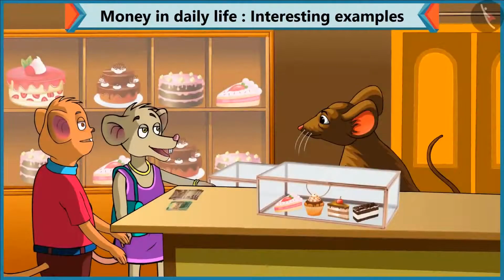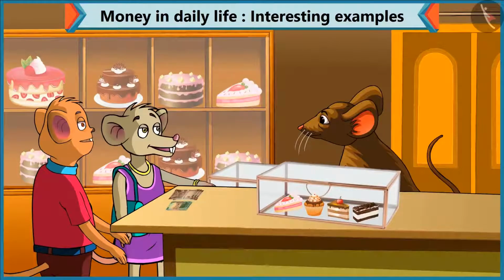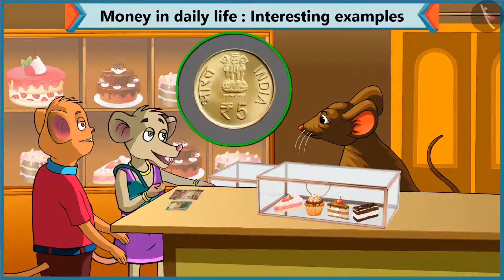But this pastry is worth 45 rupees. Yes, Chi, we have to add 5 rupees to this 40 rupees. But I had only 2 notes of 5 rupees. Chi, you have coins, right? Hey, yes, take a coin of 5.